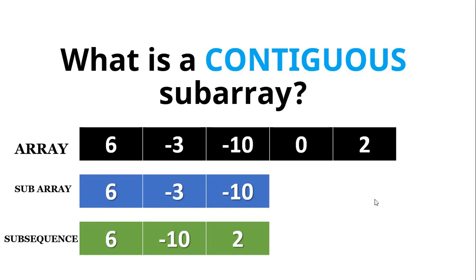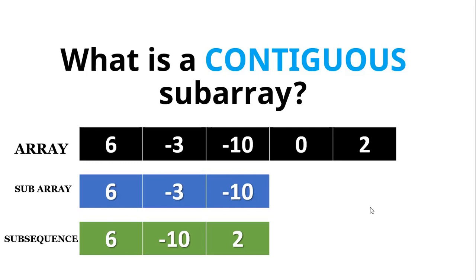This is because the condition for being a subsequence is that the elements have to be present in the array, but they do not have to be contiguous in all cases. That means 6, minus 10 and 2 is a subsequence of the given array. However, this is not a sub-array of the given array. Now, I hope that you have a clear understanding of what is a subarray.